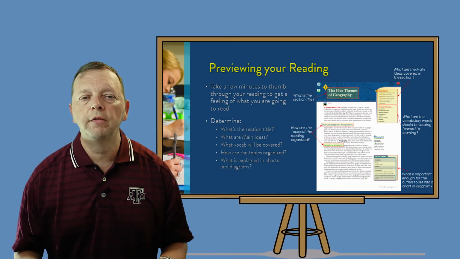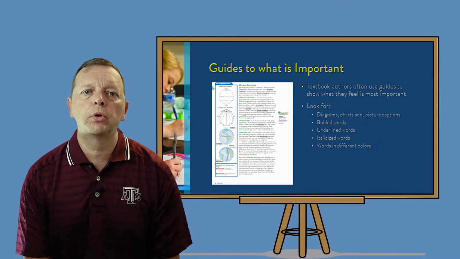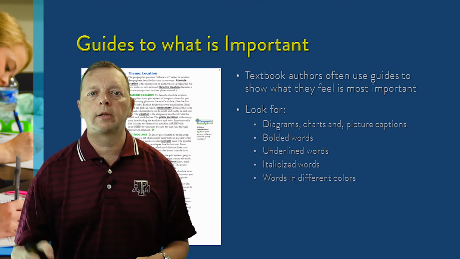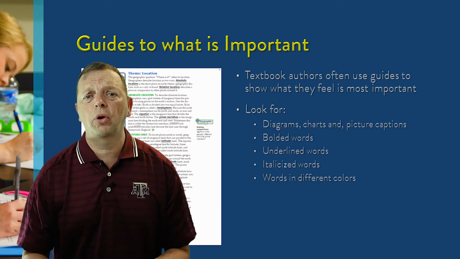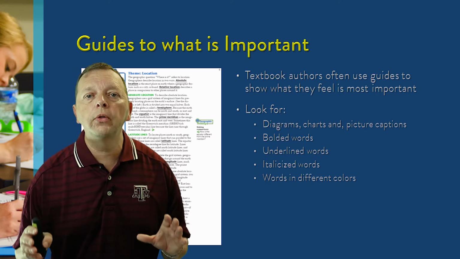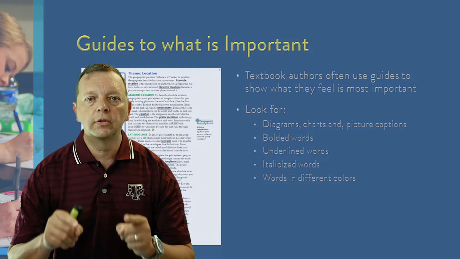Now, when you're doing this preview, what I want you to do is start looking for the guides on how the publisher is trying to tell you what is important. You're going to look at the margins. You're going to see, are there diagrams, charts, picture captions? Look at whether there are bolded words, underlined words, words in different colors. All these different things are how publishers are trying to tell you this is important.